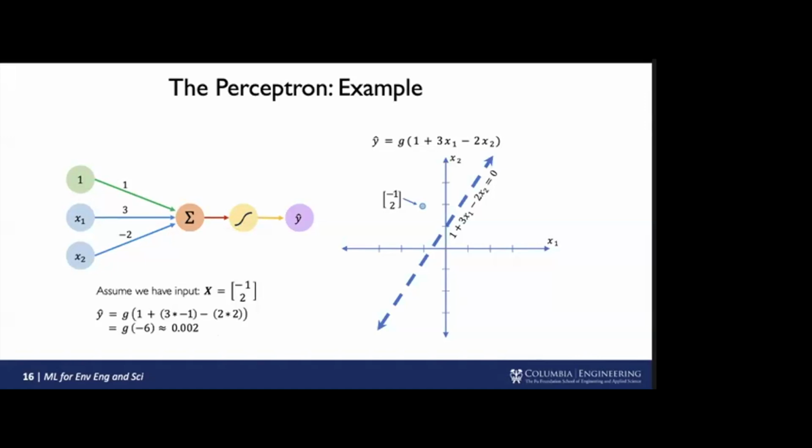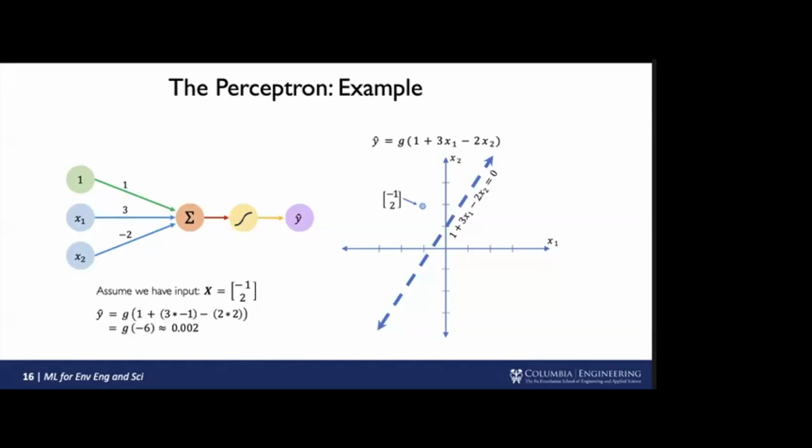Okay, so after this, the perceptron's inner layer works, and we get a value. Now, what do we need to do? We need to add the activation function g here, right? After applying the activation function, g of minus 6 for a sigmoid function, as we showed earlier, the result is about 2 over 1,000, right?